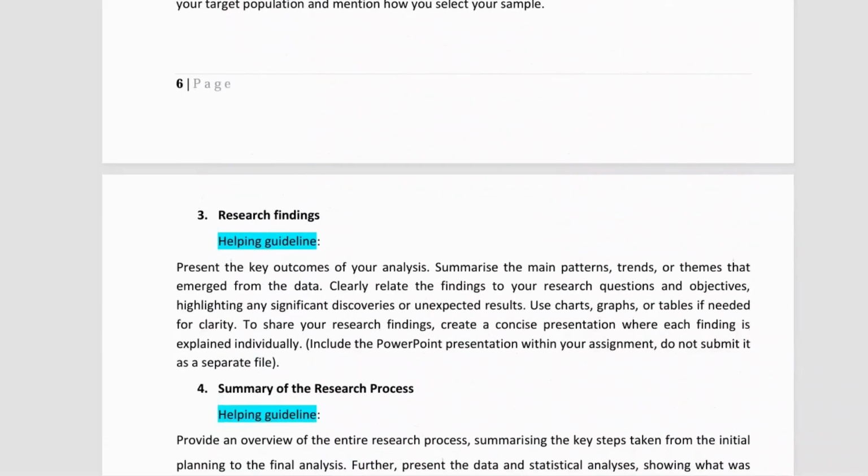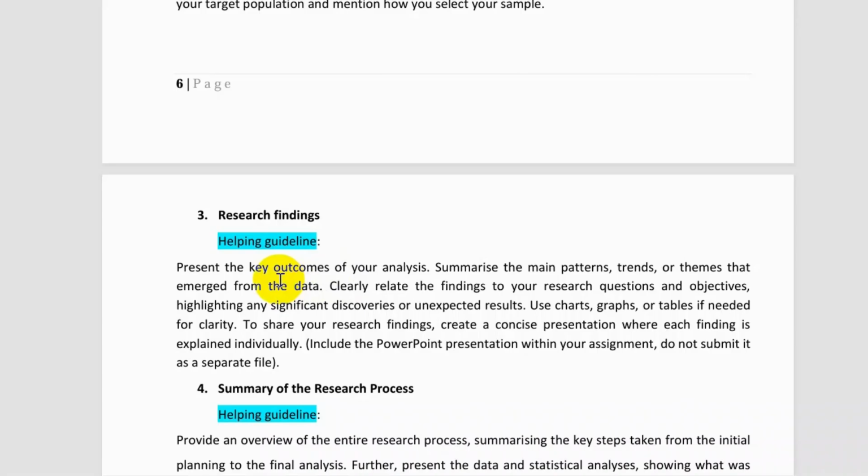Now, there comes the research findings. Research findings are all you can say is the results. Like, what are the results of your research? First you have collected the data, then you have analyzed that data using any tools or specific methods. So what results, what findings have you collected from analyzing the data?